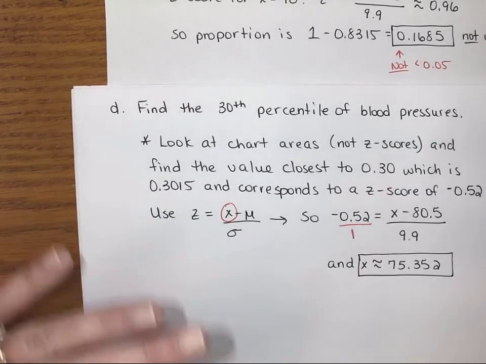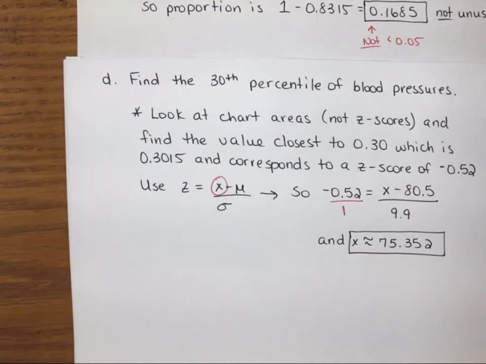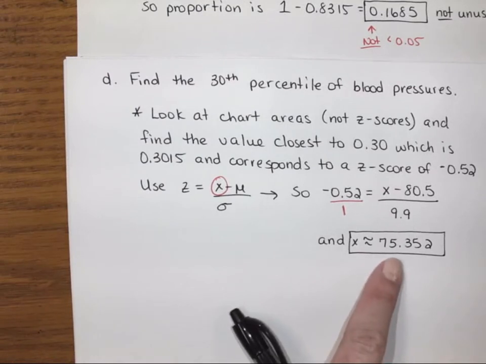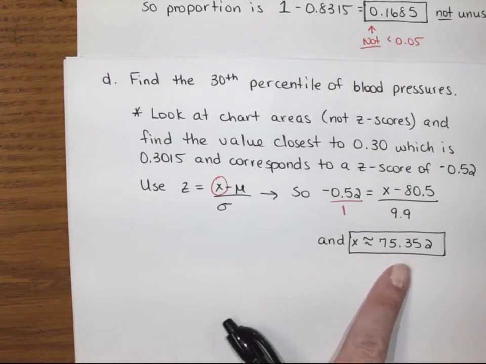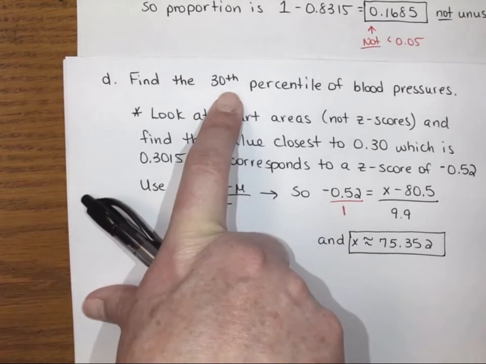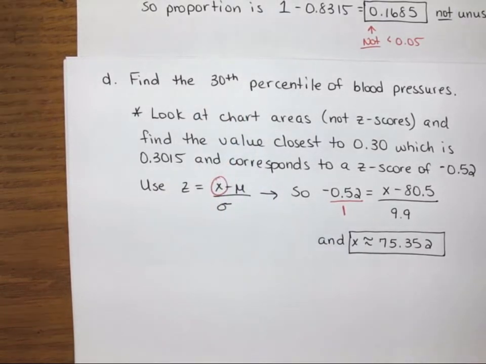Okay, in other words, if you're a woman in the U.S. and your blood pressure falls around 75.35, you will have a higher blood pressure than 30% of the other women in the U.S. Okay, that's what that means.